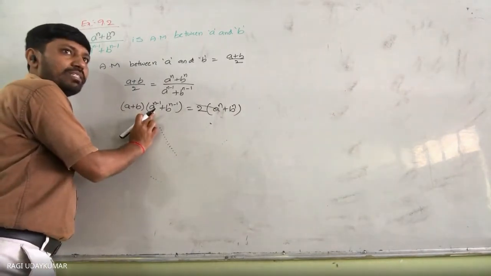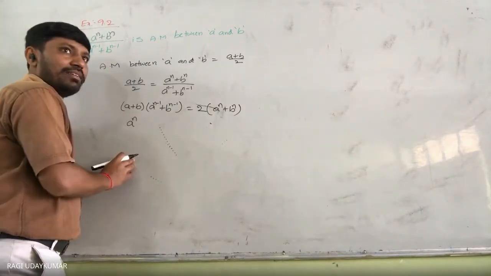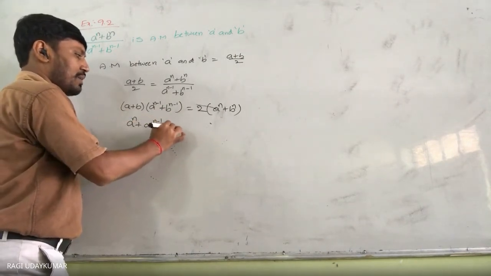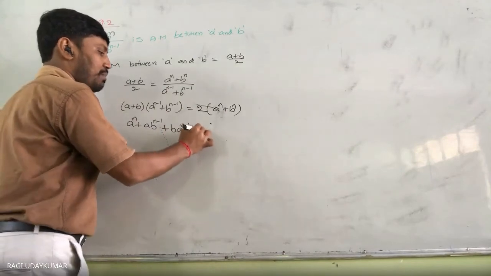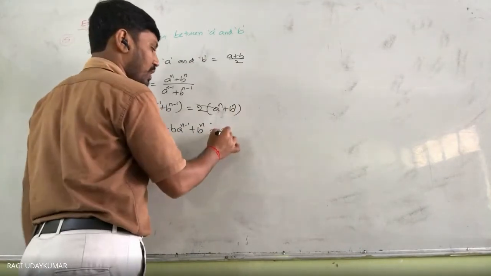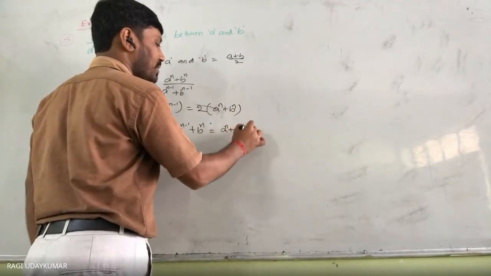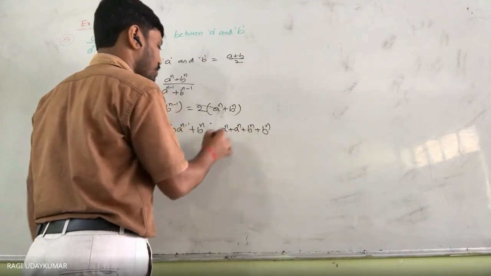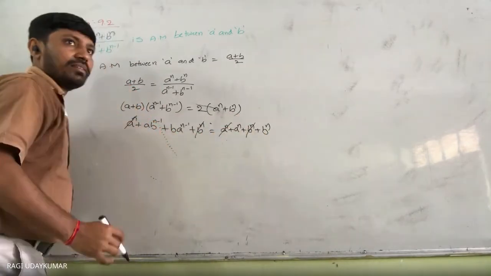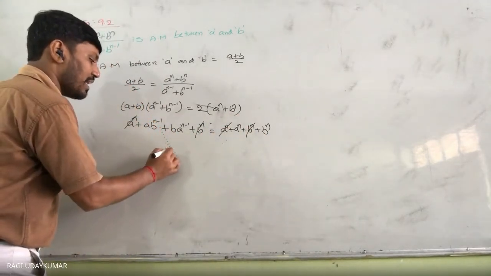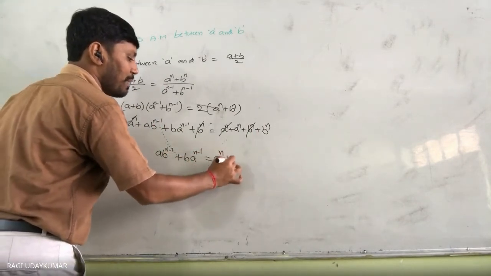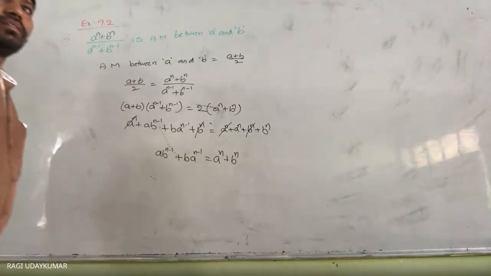Multiply by a^(n-1). What you get is a^n, and b^(n-1) times b, plus a^n... so (a + b)(a^(n-1) + b^(n-1)) is equal to 2 times (a^n + b^n). So a^n plus a b^(n-1) plus b a^(n-1) plus b^n equals 2a^n plus 2b^n. Here a^n cancels and b^n cancels. So we get a b^(n-1) plus b a^(n-1) is equal to a^n plus b^n.